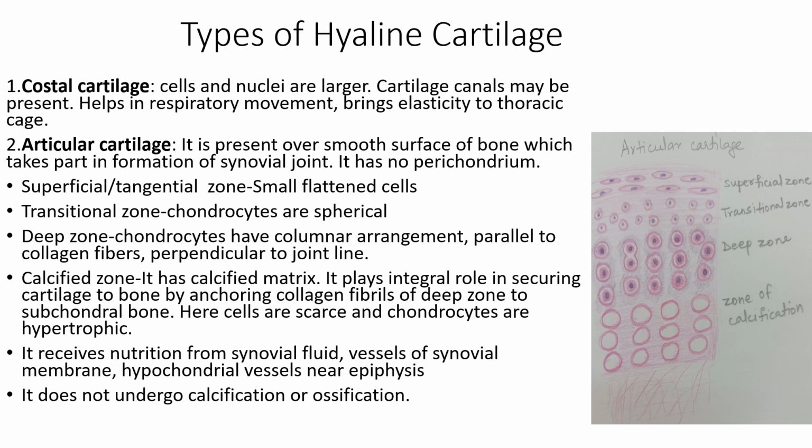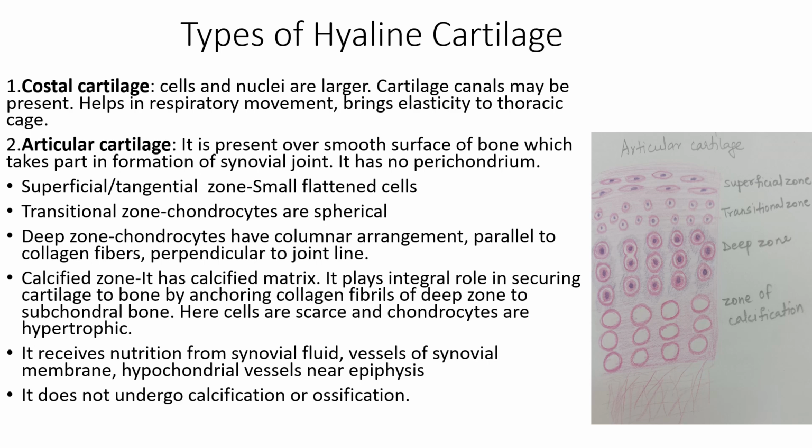Histologically, it has a typical appearance. There are three zones in articular cartilage histologically, and it is present over the smooth surface of the bone, which takes part in the formation of a synovial joint. And we have discussed earlier that perichondrium is absent in articular cartilage.